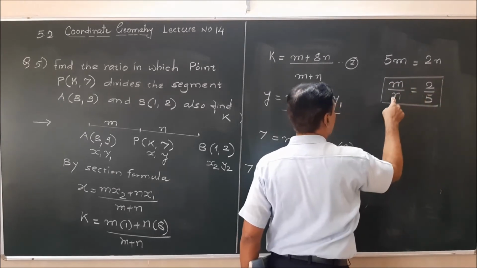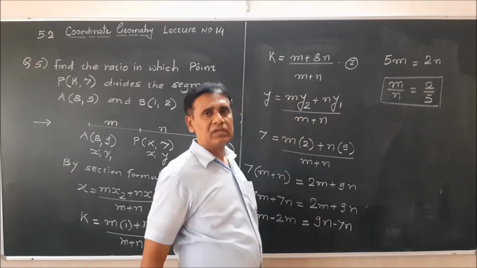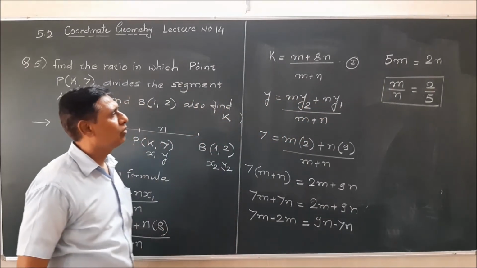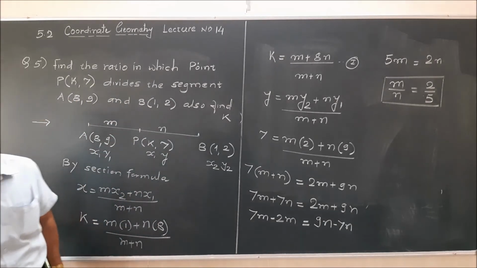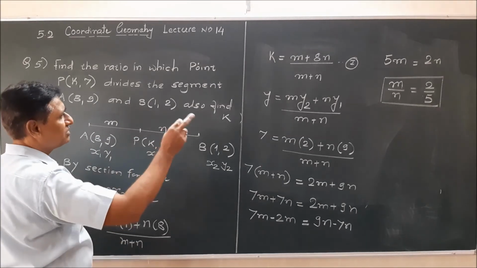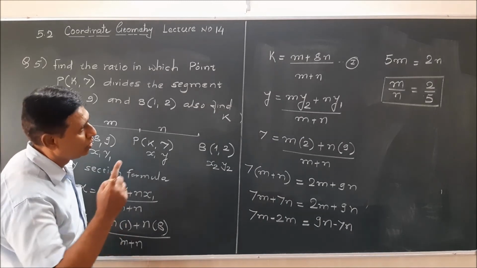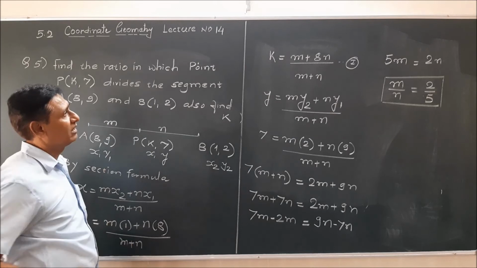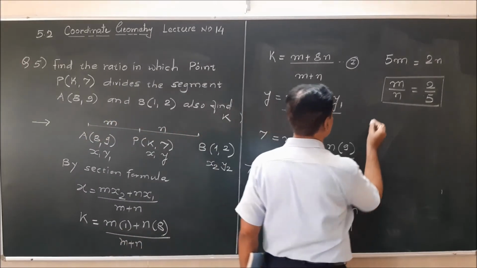m upon n, 2 upon 5. So this is how you will obtain the value of m upon n. Given that point P divides segment AB in the ratio 2:5. But the question also asks to find the value of k. So first of all, I'll find the value of k.